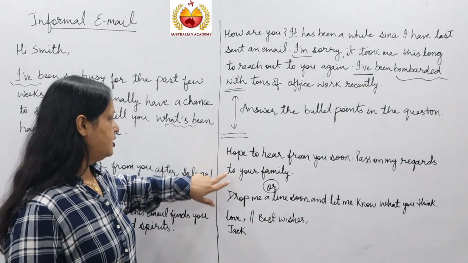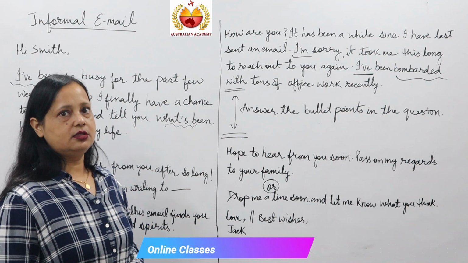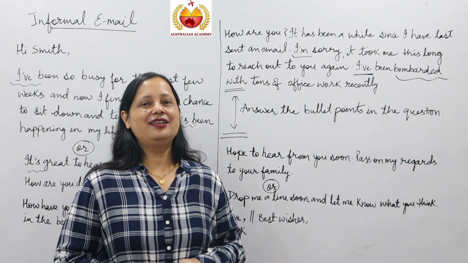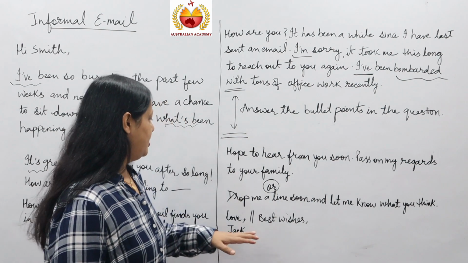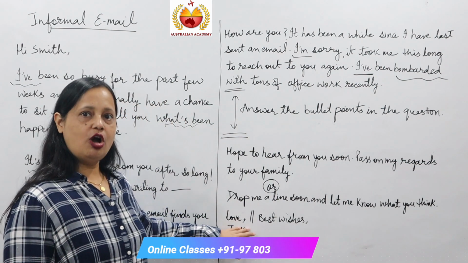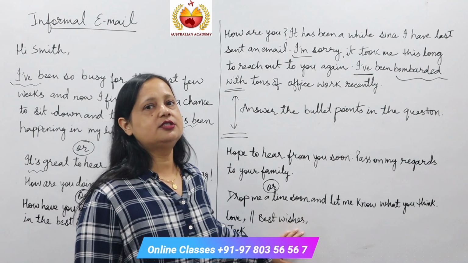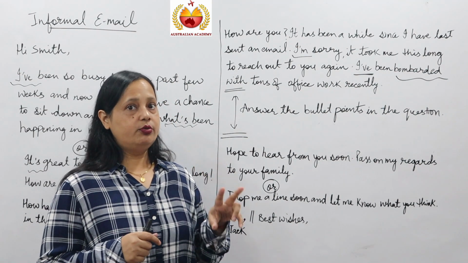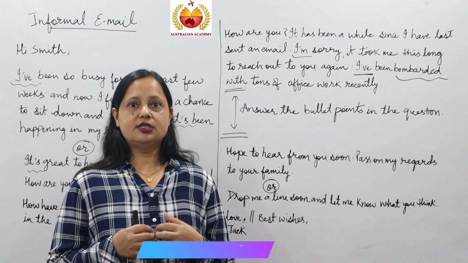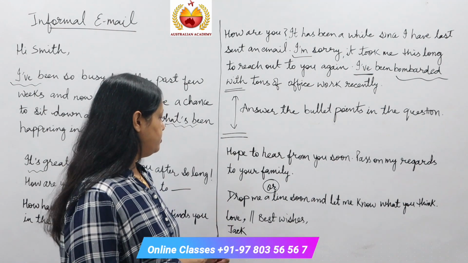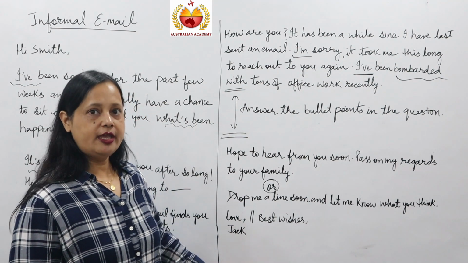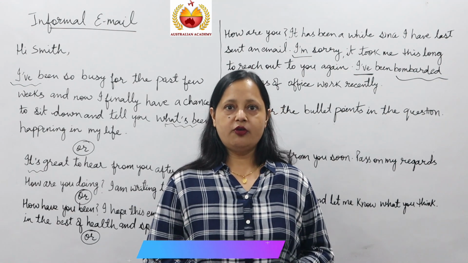Out of these 2 you can use any, based on the situation, but make sure you don't use both. And then in the end you should say something like love, then comma, or you can just write best wishes. So either one, love or best wishes, you cannot write both. If you want to write cheers, you can write cheers, then put a comma, and at the end just give your name. Okay, so this is all about an informal email.